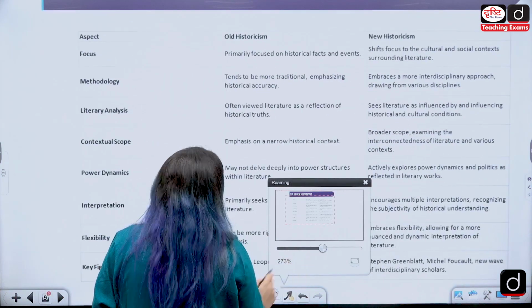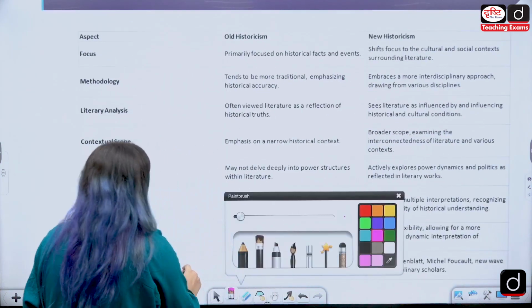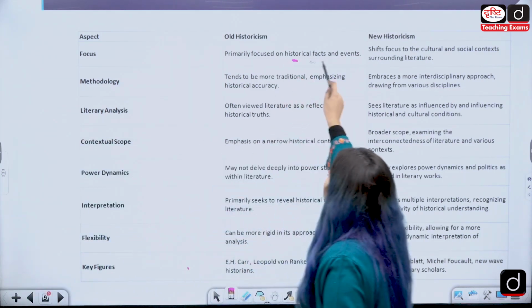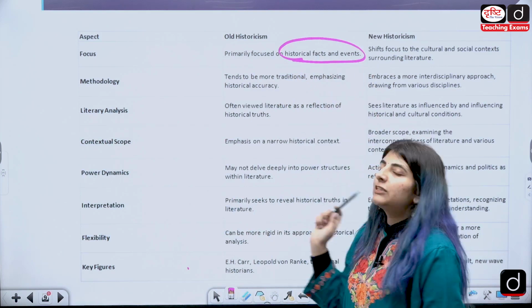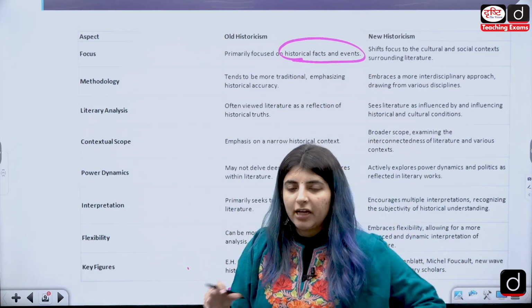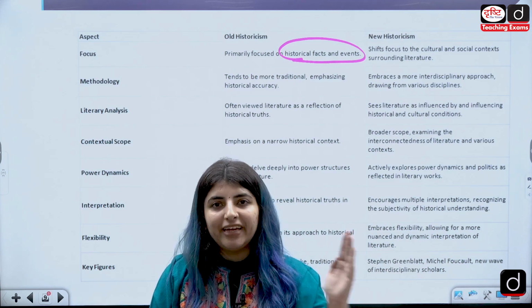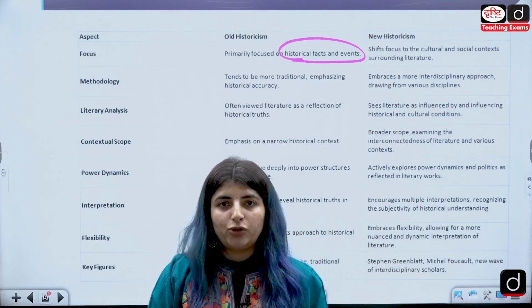I will try to increase the size here a little bit just for the information part. So old historicism was much more focused on historical facts and events, just focusing on the context of a situation, that these things happened in history. That is what old historicism is.